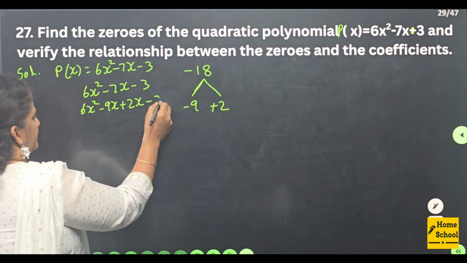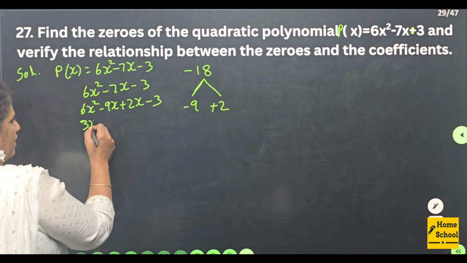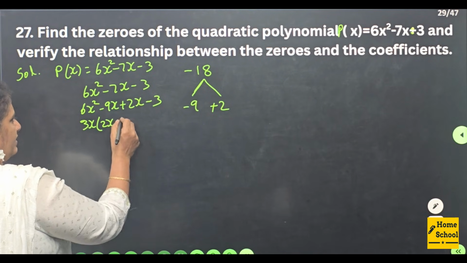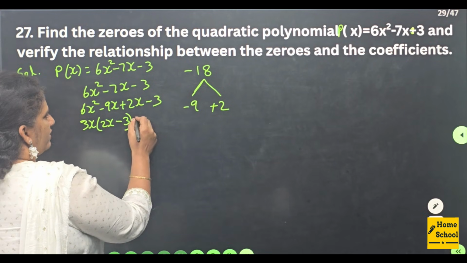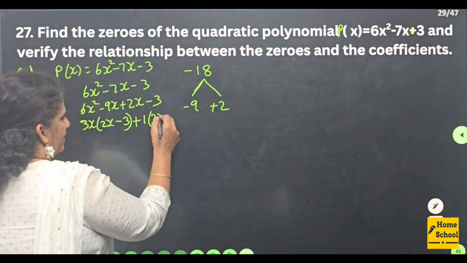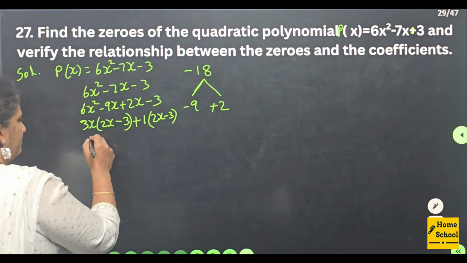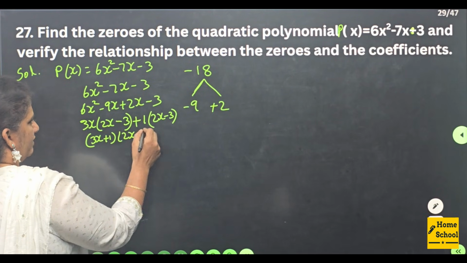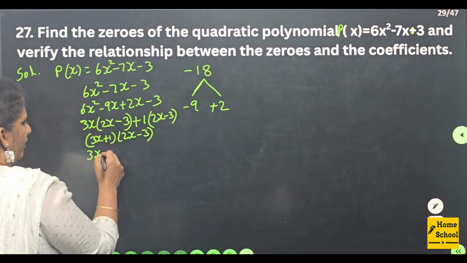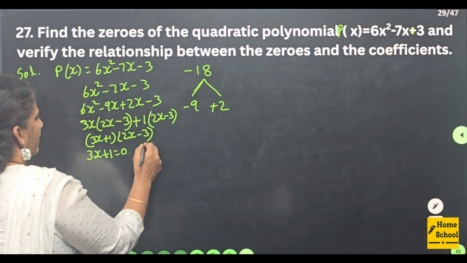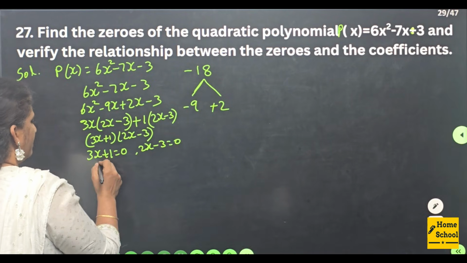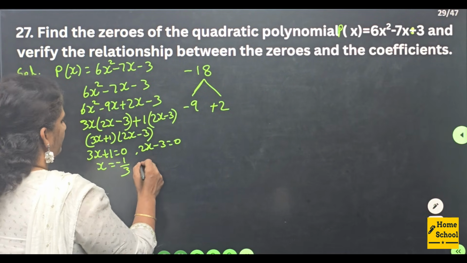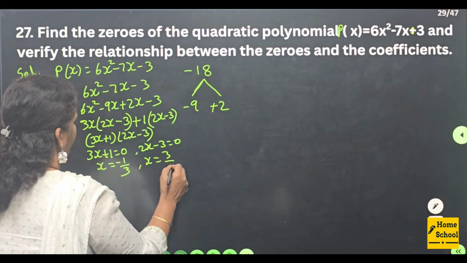plus 2x minus 3. Take out 3x common. 3 2s are 6. 1x will be there inside. Minus 3. And among these two nothing is common. So write 1 outside. 1 into 2x minus 3. 3x plus 1 into 2x minus 3. In order to get zeros, equate to 0 here. 2x minus 3 equal to 0. Then x is equal to minus 1 by 3. And here x is equal to 3 by 2.